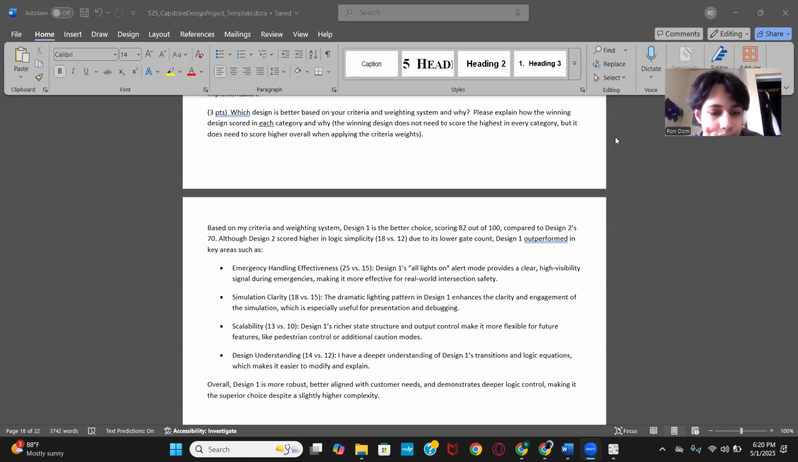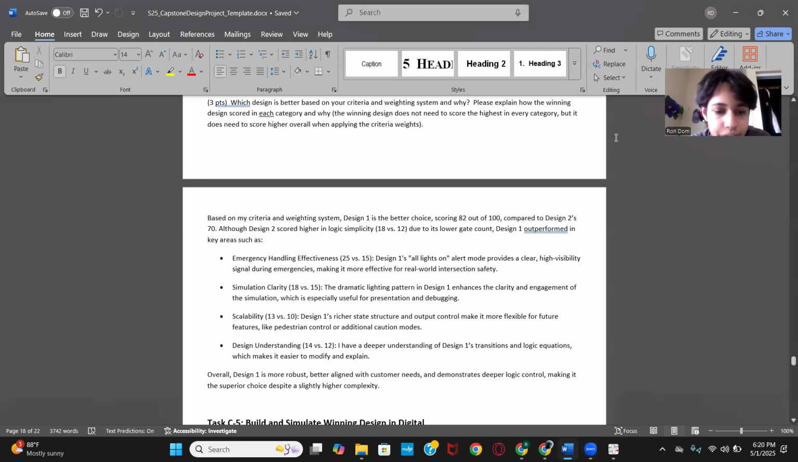Simulation clarity, design one got 18 and design two had 15. The lighting pattern in design one enhances the clarity and engagement of the simulation, which is especially useful for presentation and debugging the circuit. Scalability, 13 points to design one, 10 points to design two. Design one's richer state structure and output control made it more flexible for future features like pedestrian control or additional caution modes where it would go between multiple states.